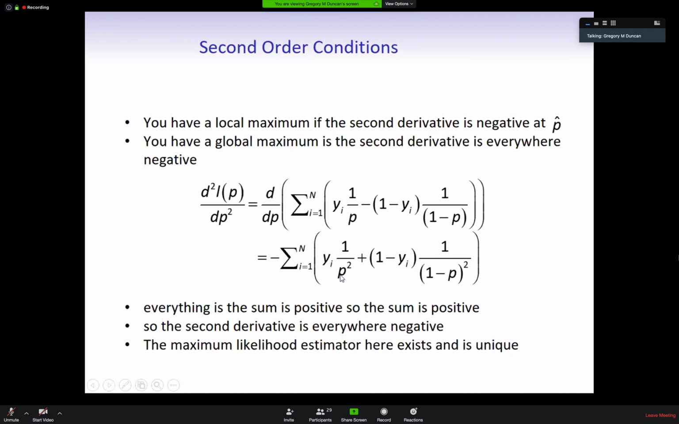The probabilities, unless they're 0 and 1, are positive. So everything in the sum is positive. The sum is positive, and so minus the sum is negative. Okay? So the second derivative's everywhere negative, so the maximum likelihood estimator exists, and because it's a global maximum, it's unique.